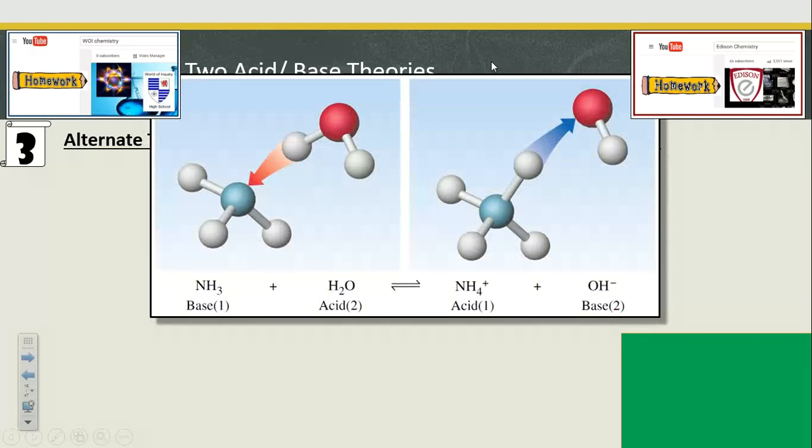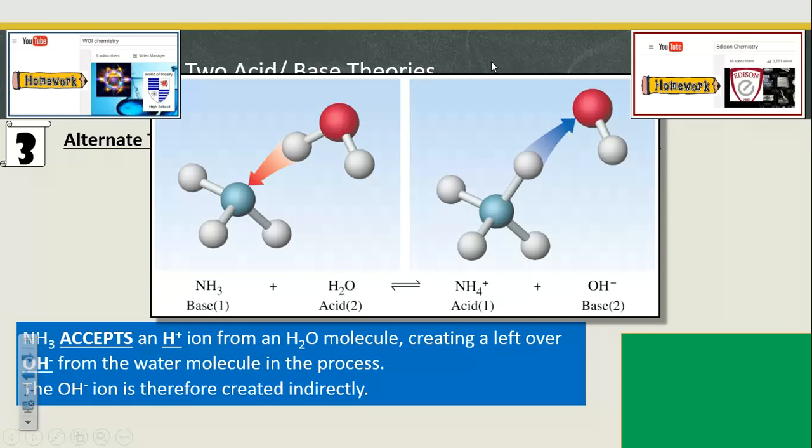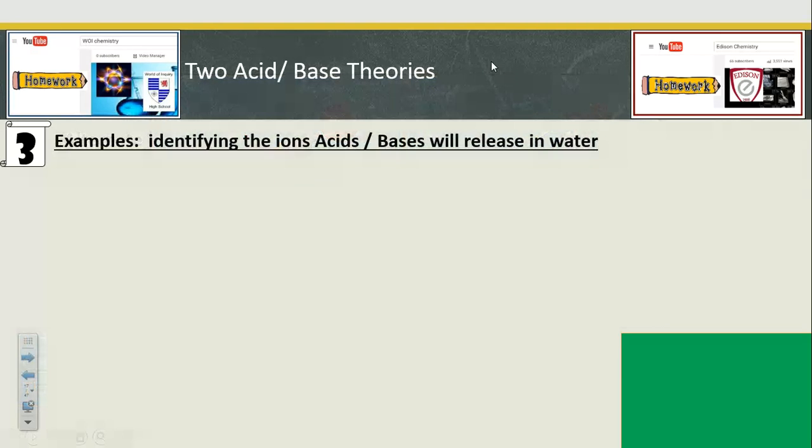Here is what happens with ammonia, a base, and water. The water molecule bumps into an ammonia molecule. The ammonia steals a hydrogen atom, a hydrogen ion, from the water molecule, creating the OH- in the process. So NH4+ is now the acid, and the OH- is now the base. So ammonia accepts the H+ ion, creating a leftover hydroxide ion from the water molecule in the process. The OH- hydroxide ion is therefore created indirectly. So that's why the alternate theory works.